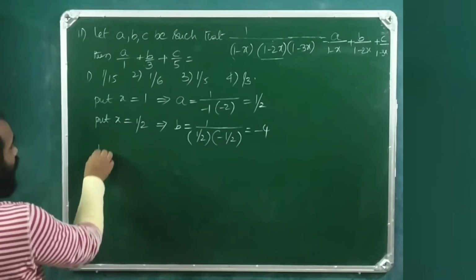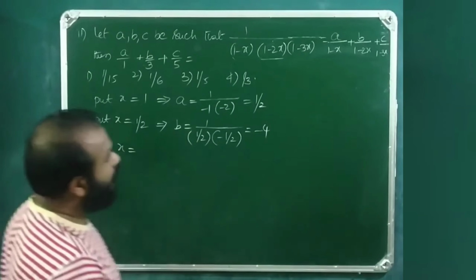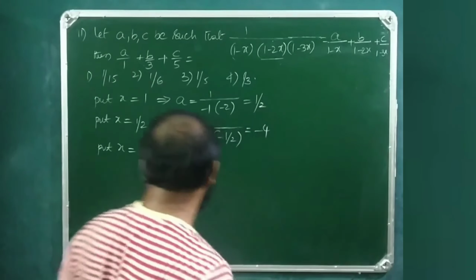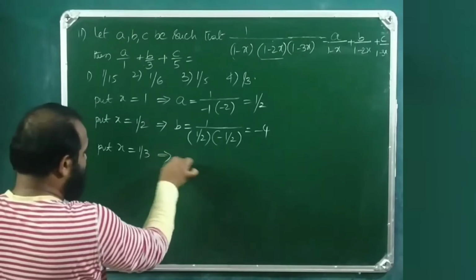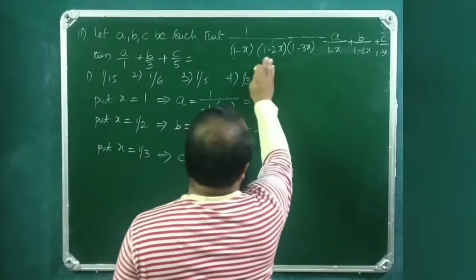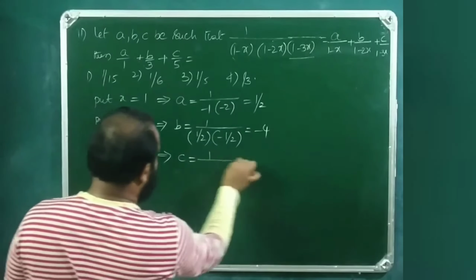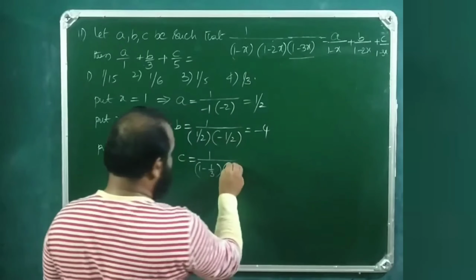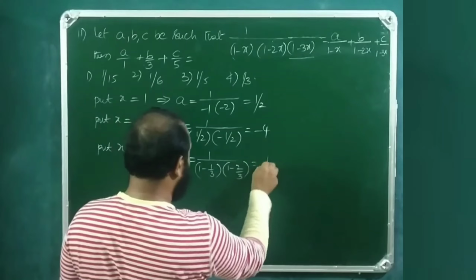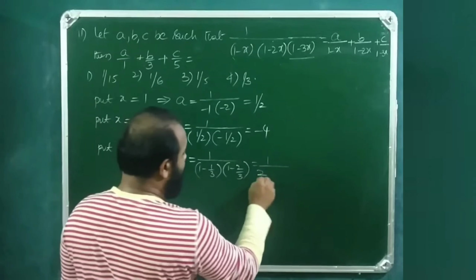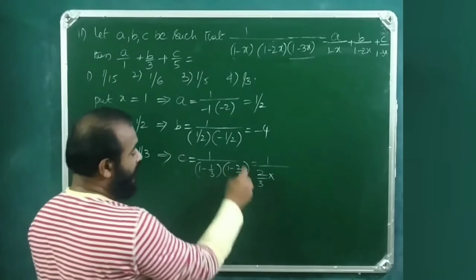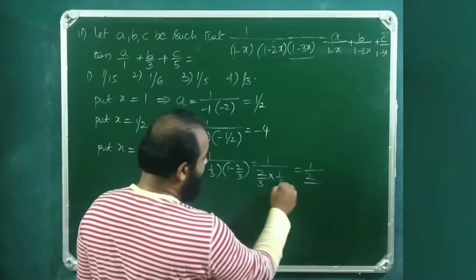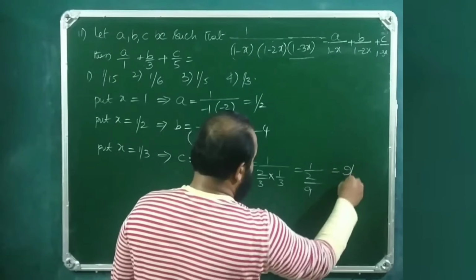So put x equal to... 1 minus 3x equals 0, 1 equals 3x, x is equal to 1 by 3. So c is equal to, now we have to cover this, 1 by 1 minus 1 by 3. 1 minus 2 into 1 by 3 is 2 by 3. 3 ones are 3 minus 1, 2 by 3 into 3 ones are 3, 3 minus 2 is 1 by 3. So 1 by 2 by 3 threes are 9. 1 by 2 by 9 is 9 by 2.